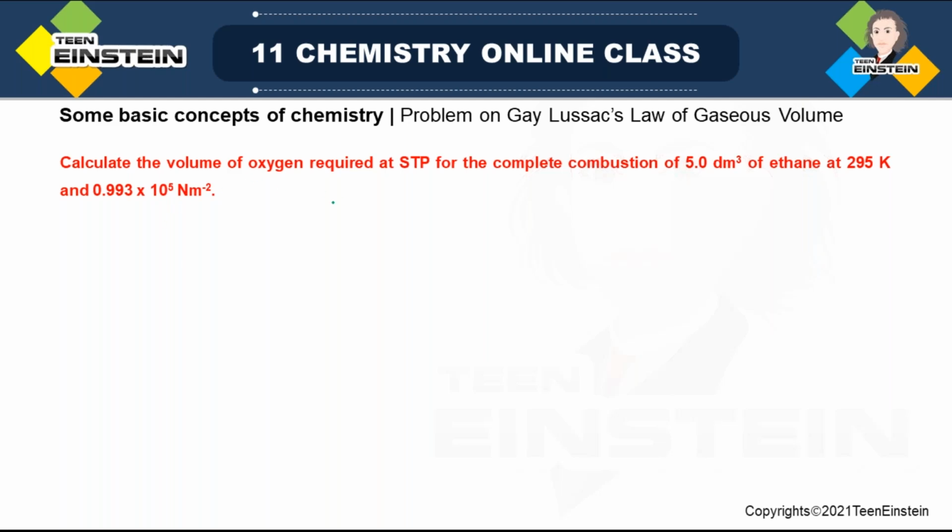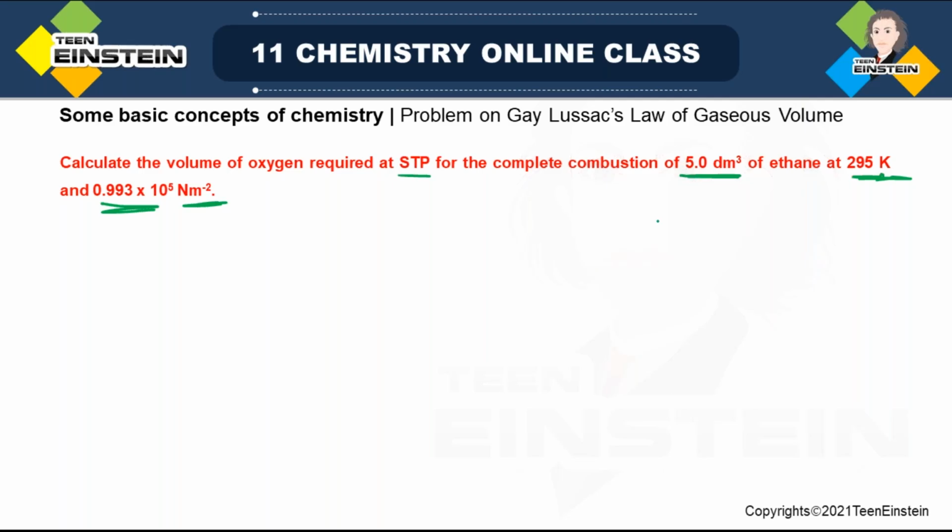Calculate the volume of oxygen required at STP for the complete combustion of 5 dm cube of ethane. So this is the volume unit, cubic decimeter. Temperature given is 295 Kelvin. Pressure is also given, but in a different unit, not atmosphere or millimeter, because there may be different types of units. So here the unit is N per meter square. Okay. So, complete combustion of ethane.